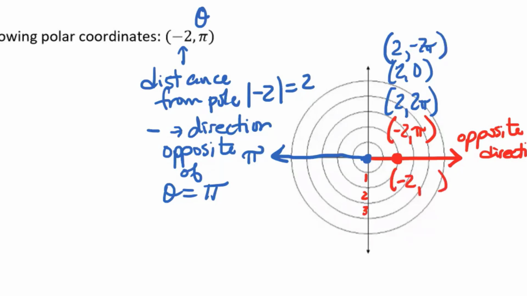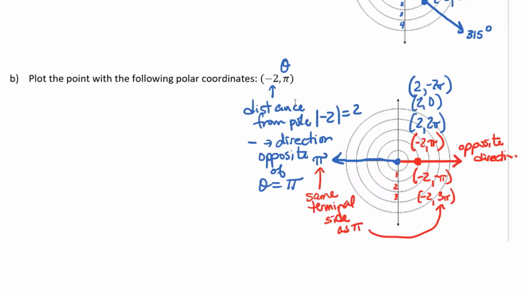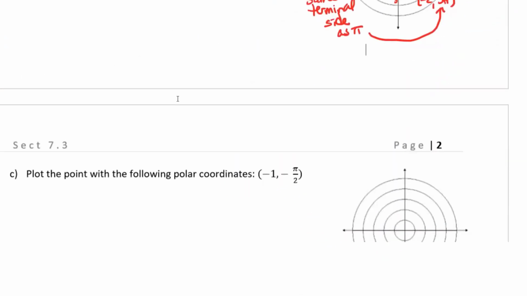(-2, what) would also be the same point? Negative pi, yep, negative pi would work. We could do (-2, 3 pi). Anything that has the same terminal side as pi, we can put right here and match it up with -2 as the radius, and it'll give us that same point. And an infinite number of ways that you can name one point.